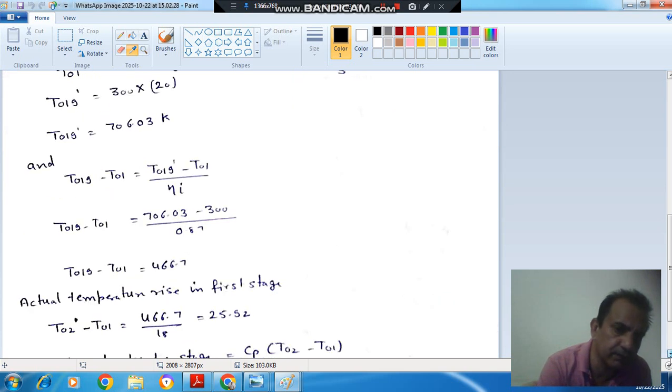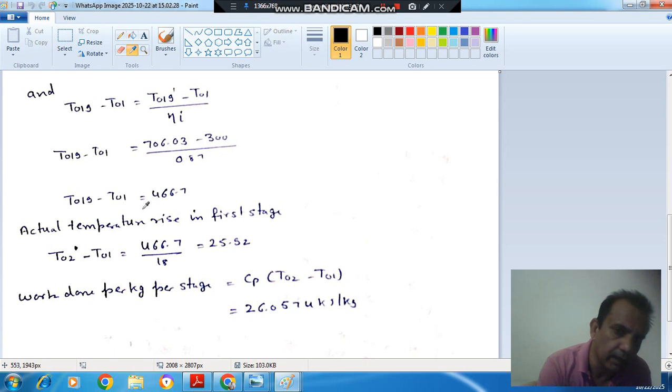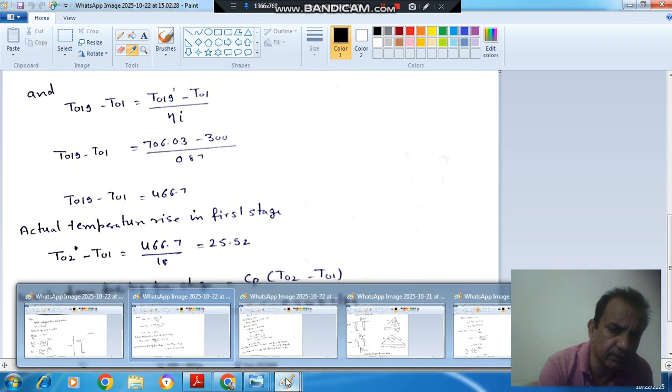As it is given that the temperature rise in each stage is the same, in each stage it will be 466.7 by 18, so that will be 25.9. And as there is equal temperature rise, the work done in each stage will also be the same. So work done per stage will be Cp into T02 minus T01, that will be 26.574 kilojoule per kg. As mass flow is also given, we can multiply by mass also and find out the total work done in the first stage.